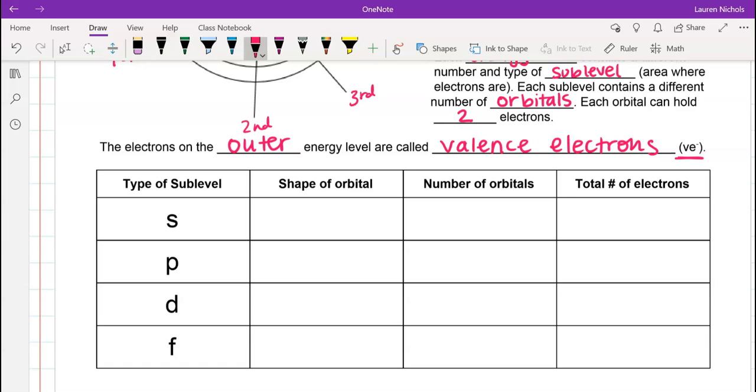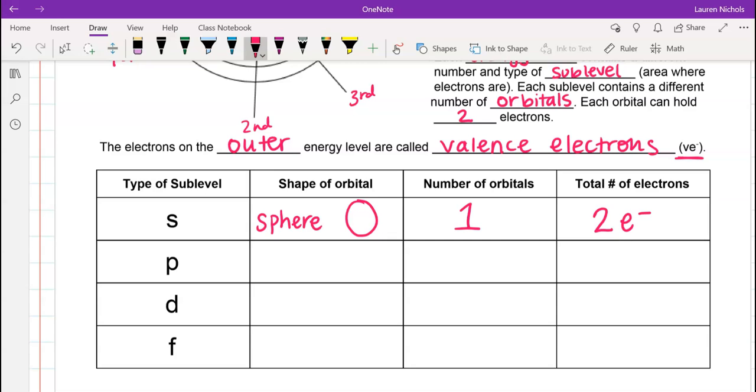Remember, each energy level contains a different number and type of sublevel. The types are S, P, D, and F. The S sublevel looks like a sphere, okay? It's just kind of like a circle, but 3-dimensional. Inside the S sublevel, there's 1 orbital. Because every orbital can hold 2 electrons, that means this only has 2 electrons total.